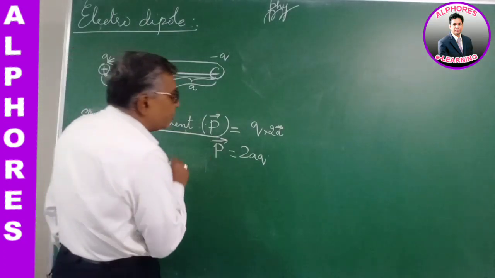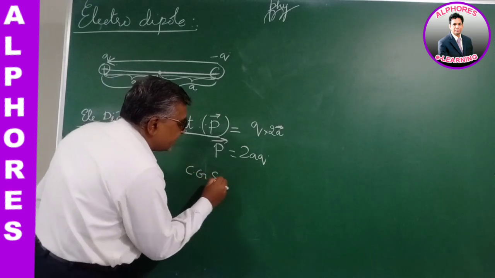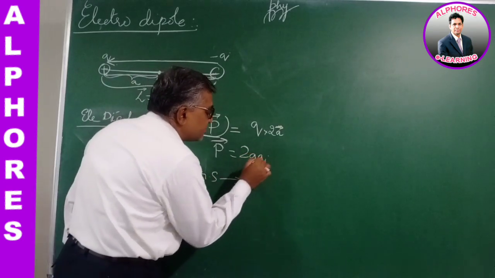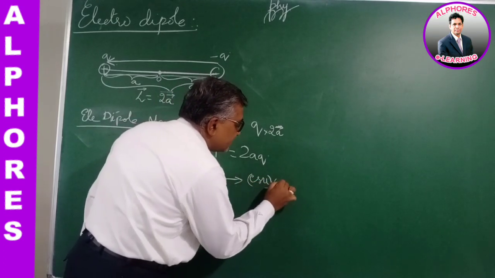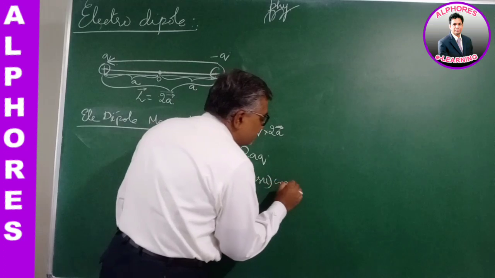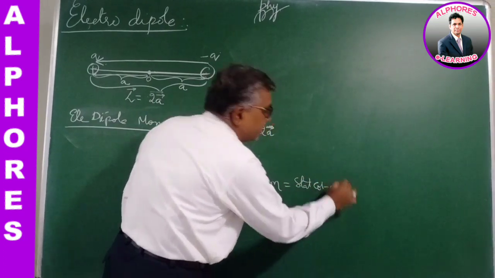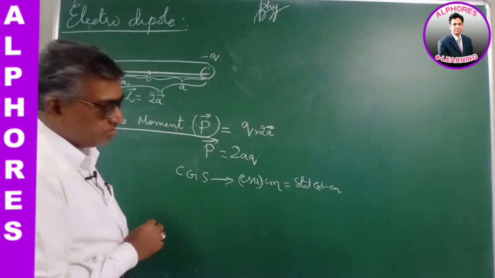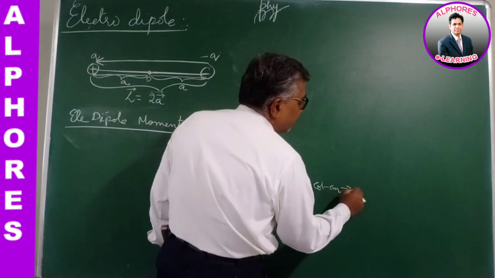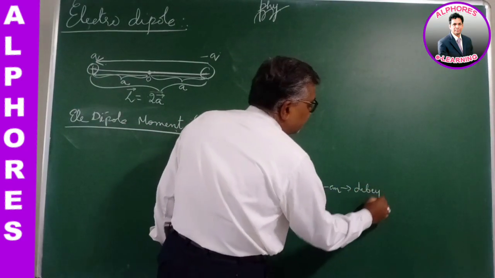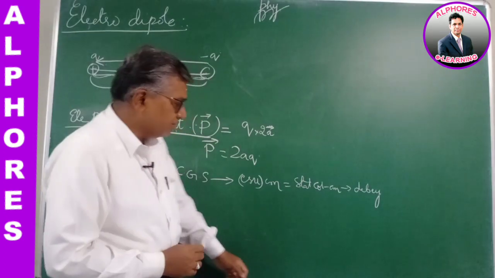Now its units. In the CGS system, it is measured as charge into distance. Charge is measured in ESU, or stat coulomb, and distance in centimeters. So stat coulomb into centimeter is the CGS unit. In chemistry they define this as debye, D. In chemistry they take the unit as debye.